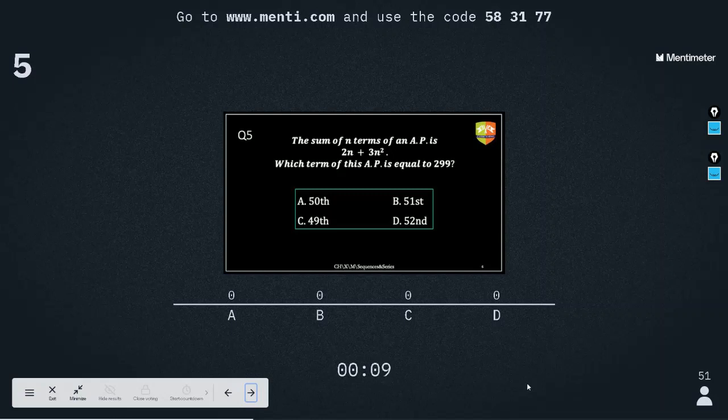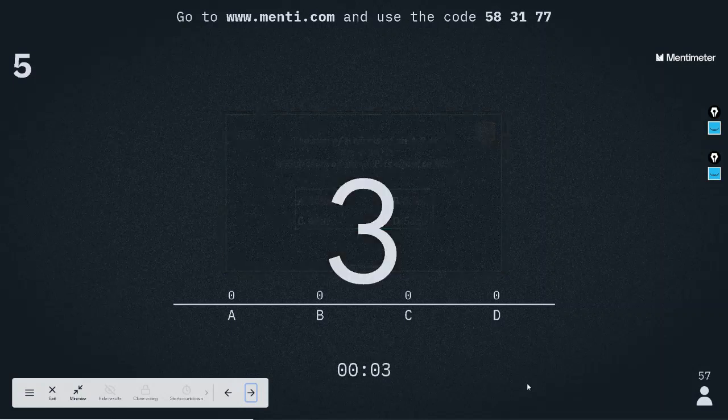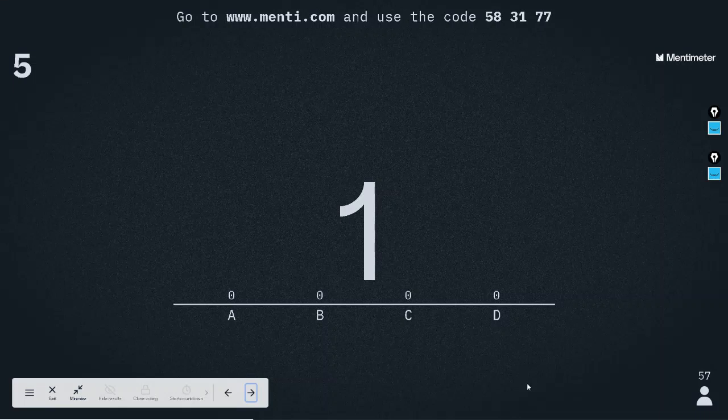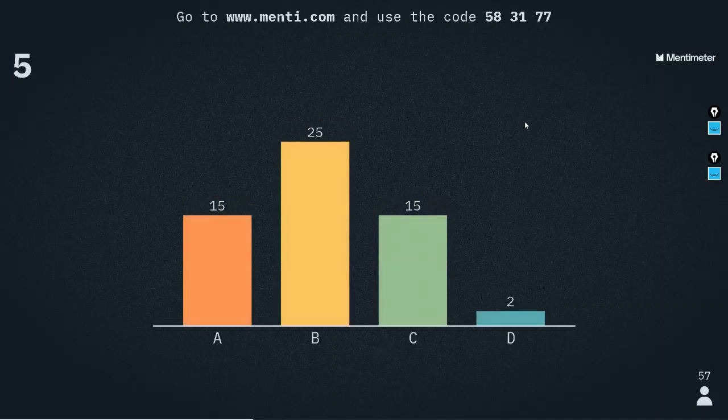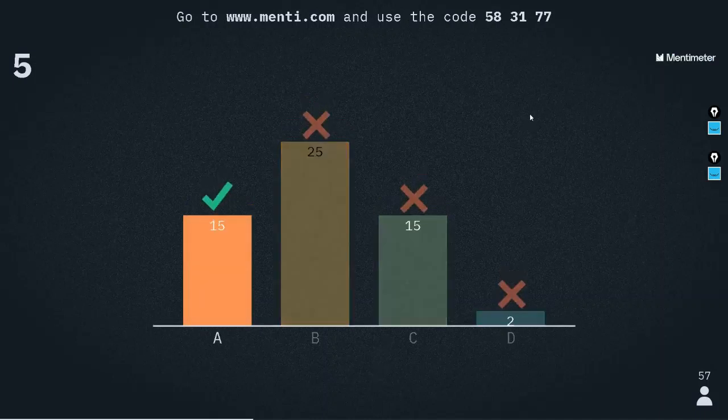I hope this was easier. Okay, so let's see. Let's view the distribution. 25. Oh my god, only 15. Why? What happened in this? What was the problem? This was a fairly simple and straightforward formula-based question. Why do you take so much time?